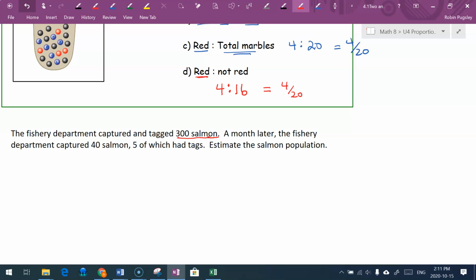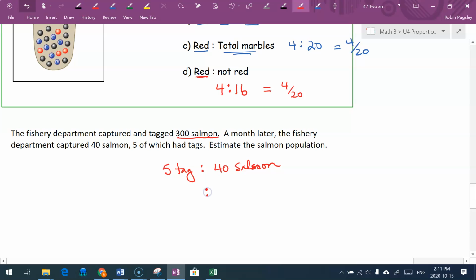So the proportion of salmon that have tags as compared to 40 total salmon. So we know there are 5 out of the 40 that are tagged. What we can do with this is predict: if 5 of them are tagged and we have 300 tagged salmon out there, then how many salmon do we estimate are actually in this location?